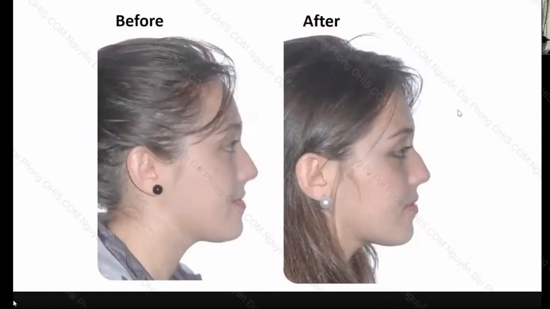Okay, so today I talked about open bite and class 3 malocclusion, the etiological aspect and treatment approach. Okay, thank you very much for your kind attention.